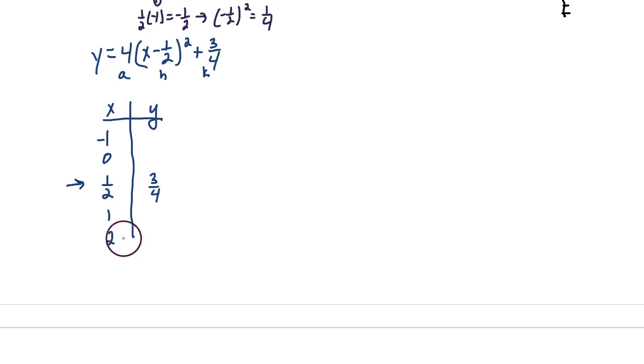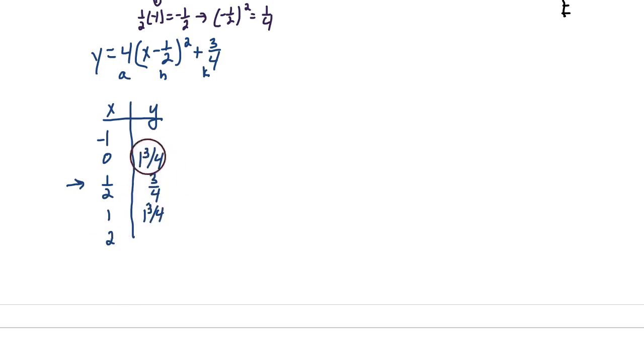Let's fill these numbers in to get the y values, starting with a 1. 1 minus 1/2 is 1/2. 1/2 squared is 1/4. 4 times 1/4 is 1, and 1 plus 3/4 is 1 and 3/4. And this will be 1 and 3/4.